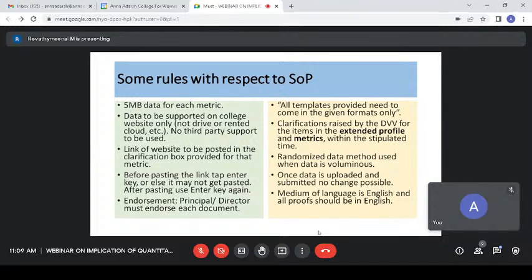So this is the second part that I wanted to tell you. These aspects are very important. We tend to miss these areas and we suffer very badly. So you have pasted the link over there. After you have pasted the link, again tap the enter button so that it is a guarantee that your link is opening. And then whatever proofs you are going to get, these proofs are to be endorsed by the principal or the director, so that you are able to see that what you are giving is the right data.